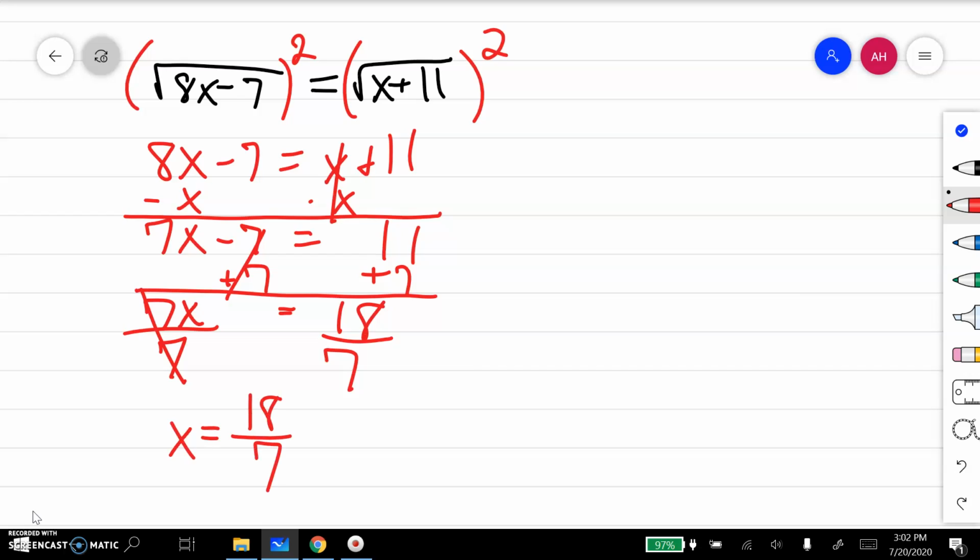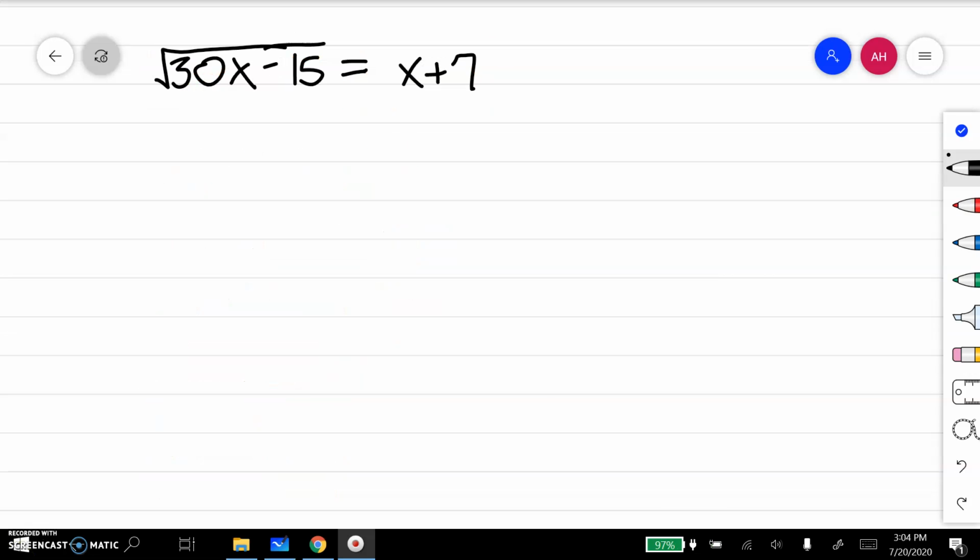Now, you do need to make sure, I'm not going to run through this one just because it's a little bit longer to check, but you do need to plug your answer back in and make sure that it checks out. So I would put this 18 over 7 back in for x in both of these and make sure that both sides equal each other. That's just because sometimes when you square both sides of an equation, it does change it a little bit.